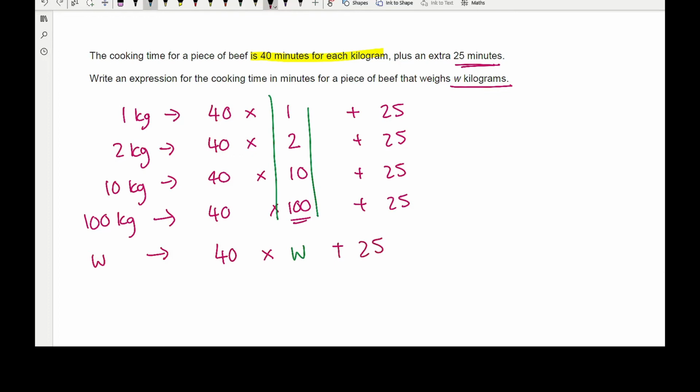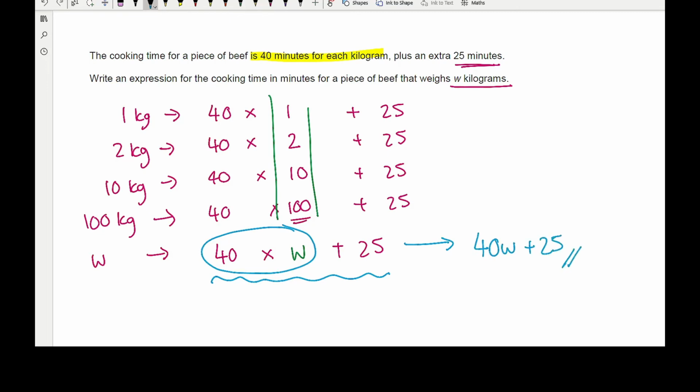Now, using the rules of algebra, what I need to do is write this more algebraically. Although that is correct, the key thing with regards to the rules of algebra is I need to simplify this. So think to yourself, how do I write 40 times W? Well, I write it as 40W plus 25. And there is my final answer.